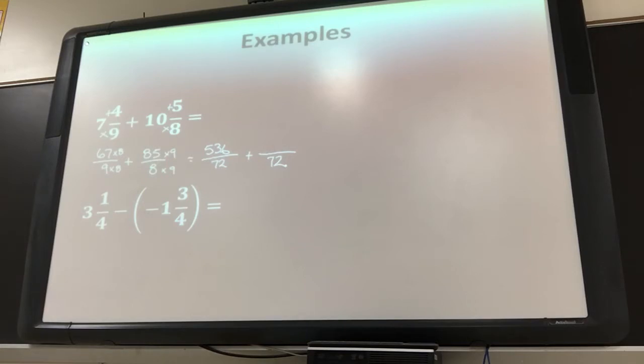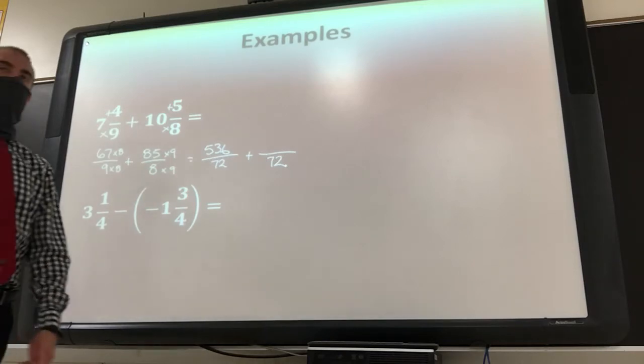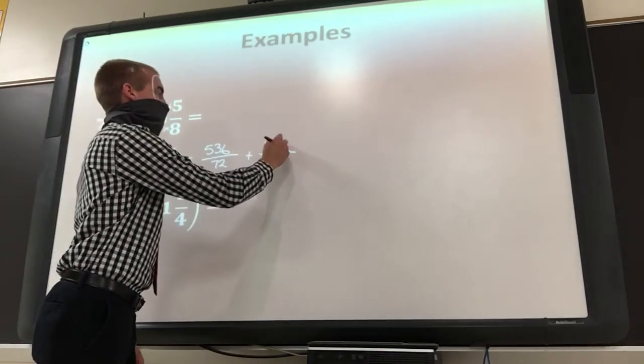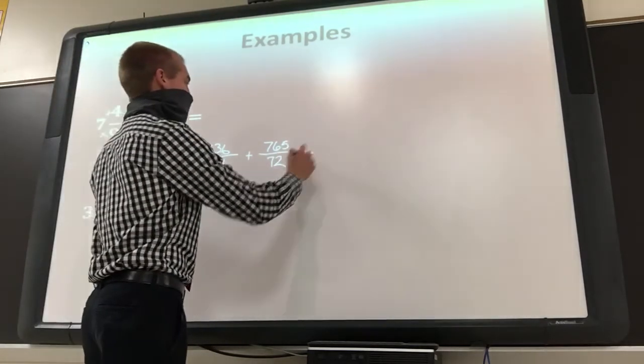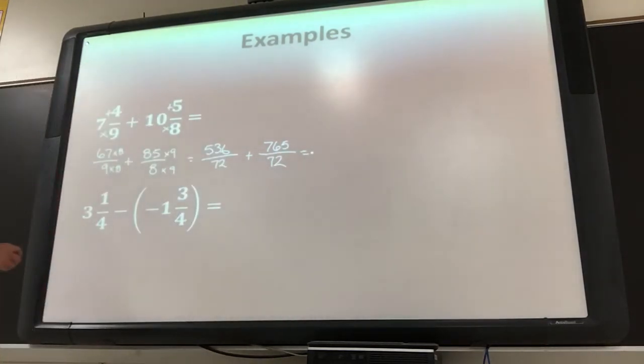So 85 times 9 is going to get us 765. Yep, 765. So 536 over 72 plus 765 over 72. Same denominator, so now just add the numerators. 536 plus 765. You got it?